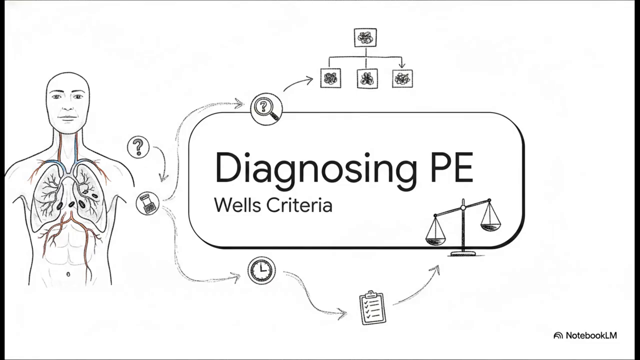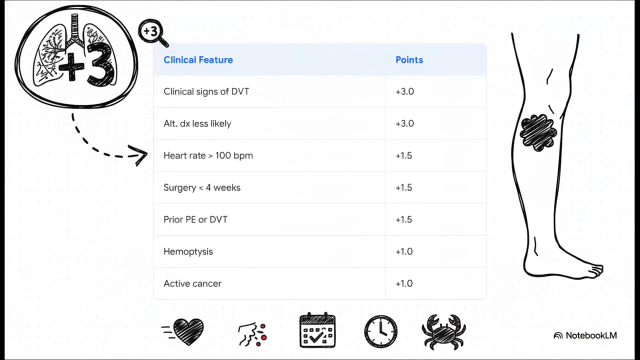Section 5. Diagnosing PE, Wells criteria. We know she had a DVT. Now we need to formally score her for the second half of this linked diagnosis. Now, notice how the PE Wells score is a totally different beast compared to the DVT one. It is heavily weighted. Not all symptoms are created equal here. Just look at the very top of the list. Simply having clinical signs of a DVT instantly buys you 3 full points.